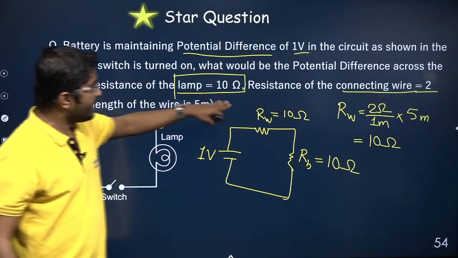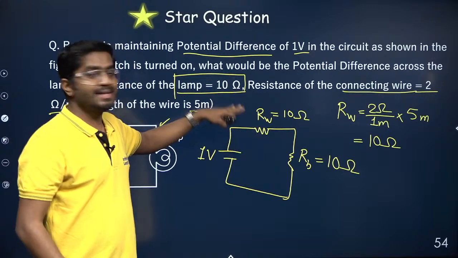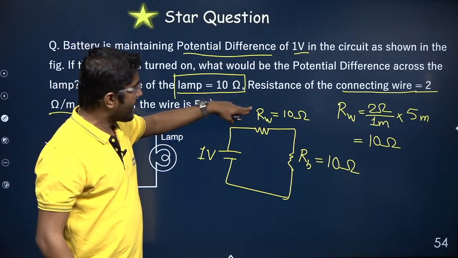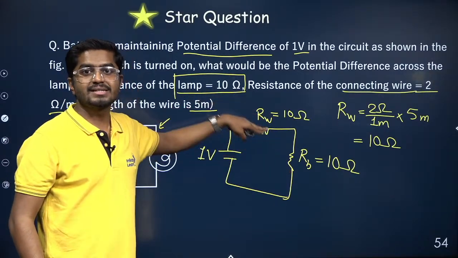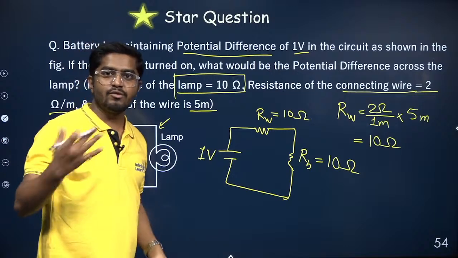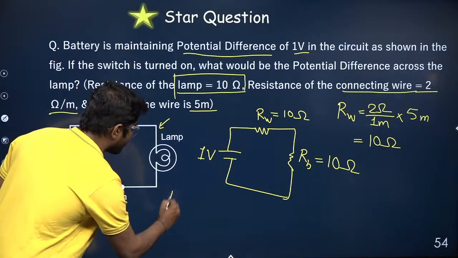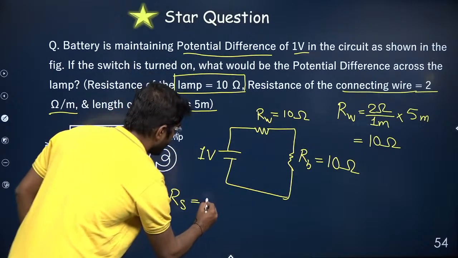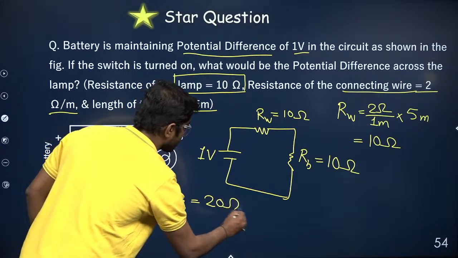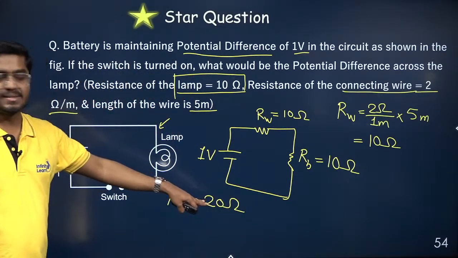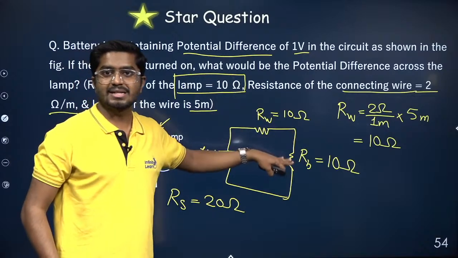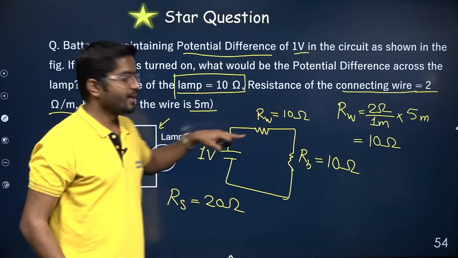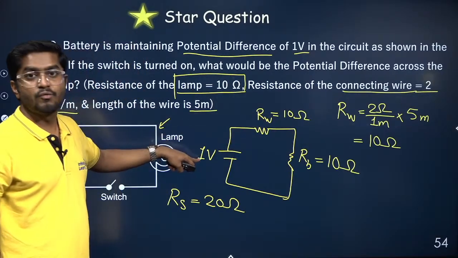So now we'll learn this tomorrow, in the next class: how do we add when the resistors are in series? But I'll give you the answer now. When the resistors are in series, you just add them. So 10 plus 10 would be 20 ohms. So there is a series resistance. So now there is a total resistance value in the circuit, and the voltage is 1 volt.